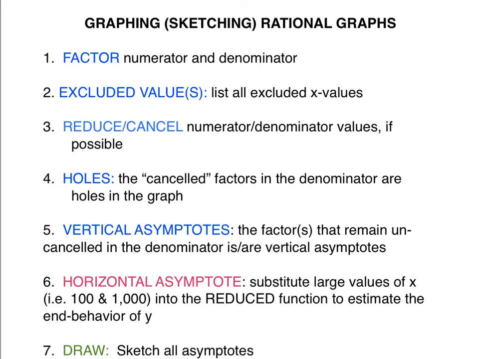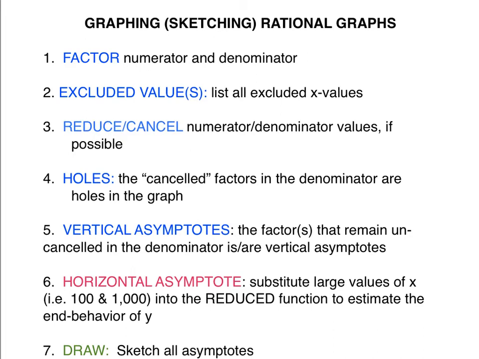Step 6 is your horizontal asymptotes. You're going to have to evaluate the function by putting in big values for x. I usually just put in some big positive values because it's going to tell you the same thing as negative values, so it's easier to work with positives. I evaluate both 100 and 1,000 just to investigate the y value that the function is approaching.